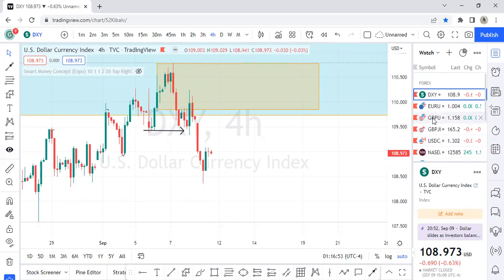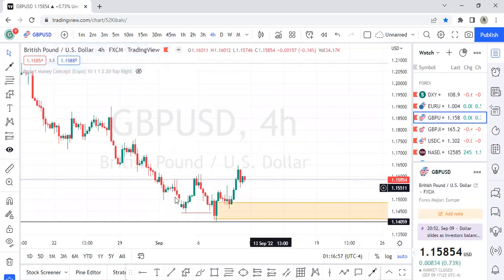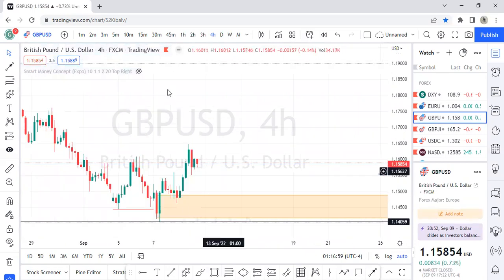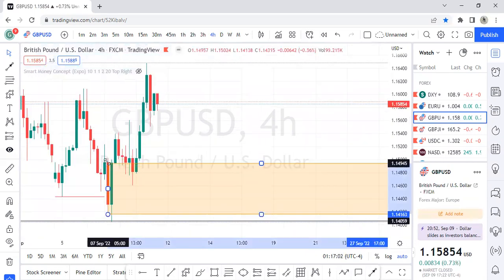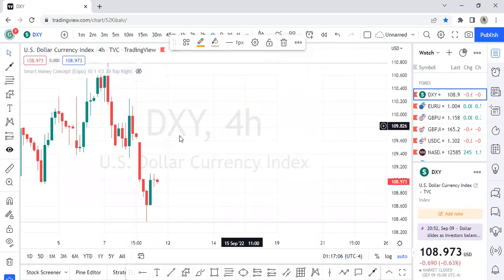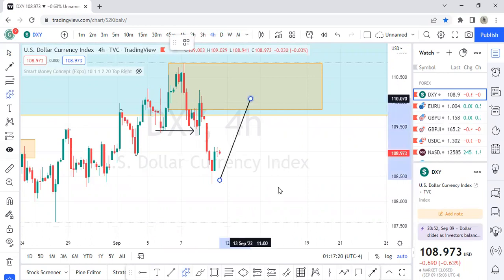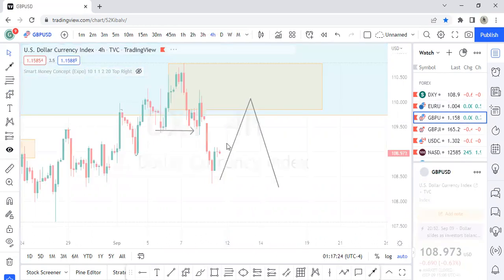So let's go back to GU. Now we have tapped that monthly imbalance. We're expecting price to rally higher. So this is my point of interest. Since we expect the dollar index to go higher, retest this order block, or this smart money institutional candle, and then go lower, so expecting the dollar index to go up and then go down, right? Then you should expect the reverse for GU. So expect GU to go down and then go up.